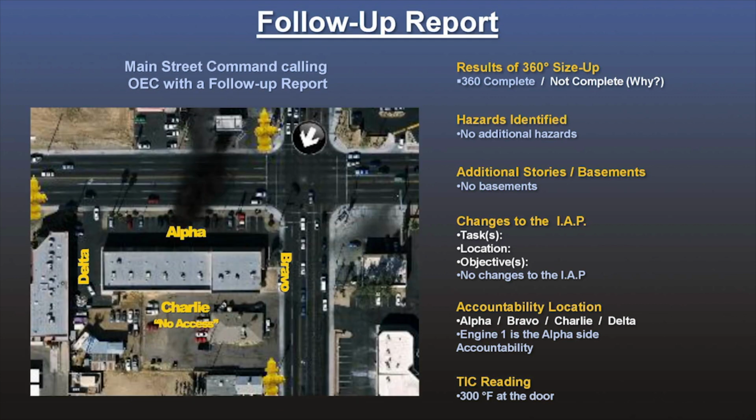This is the follow-up for the strip center. Main Street Command calling OAC with the follow-up report. Go ahead with your follow-up report. 360 is complete, no hazards, no basements, no changes to our IAP. Engine 1 is the alpha side accountability location, temperature is 300 at the door. OEC received command, 360 complete, no hazard, no basement, no change to your IAP. Engine 1 is the alpha side accountability, 300 at the door.